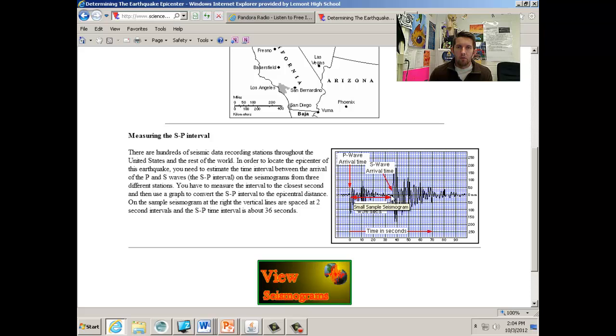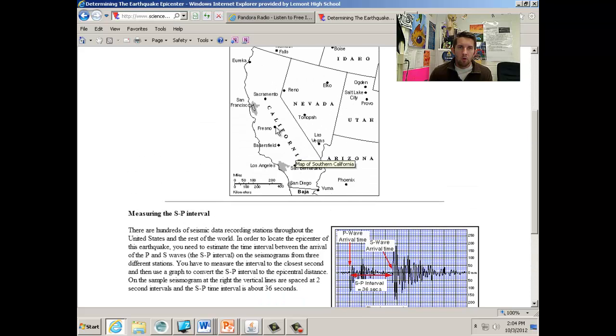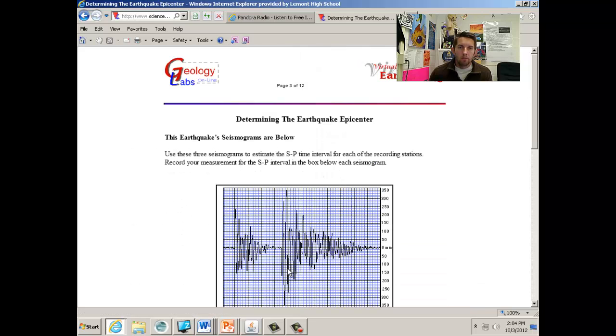Here's our interval once again. We're using one in Fresno. We've got a seismograph in Fresno. We've got one in Vegas. And we've got one in Phoenix. So these are where our seismographs are located. We're going to be looking at readings from those 3 seismographs.